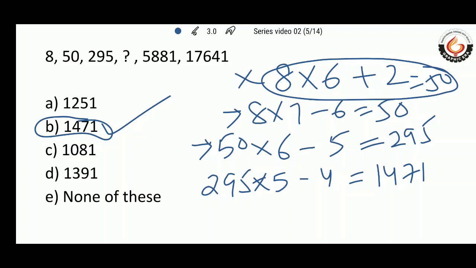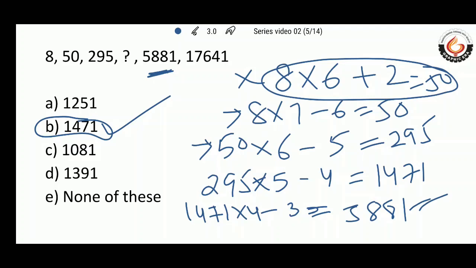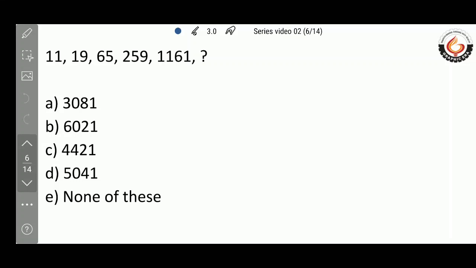And we should check it for the next digit as well, that it should satisfy 1471 into 4 minus 3 as well. So 1471 into 4 is nearly 5884, minus 3 it is 5881. It means the question is completely correct and the answer is option B. Let's jump on to the next one.